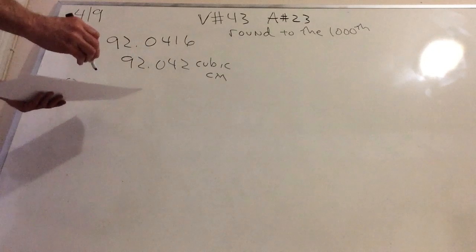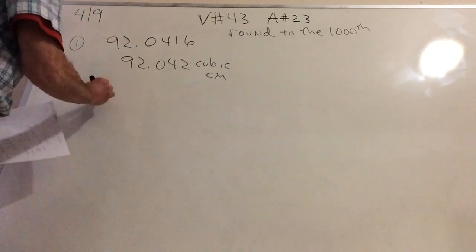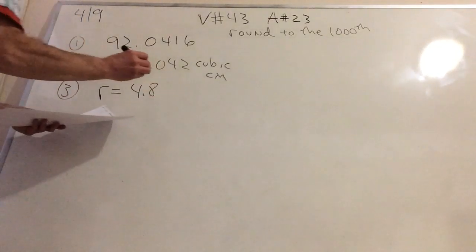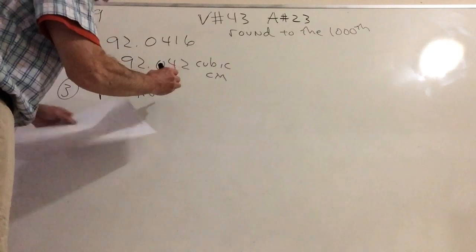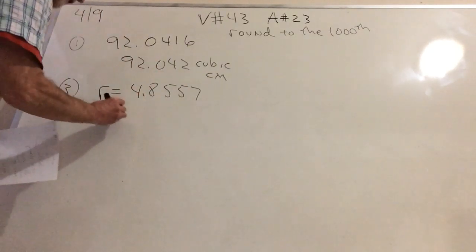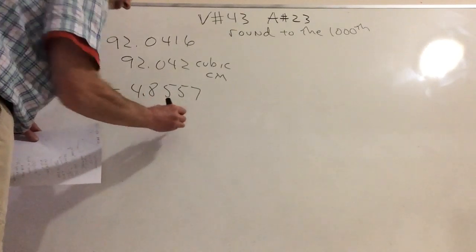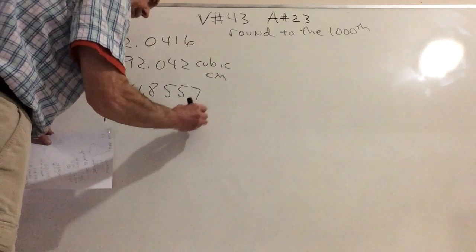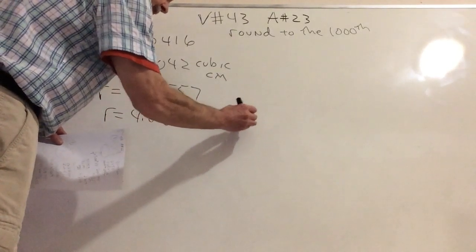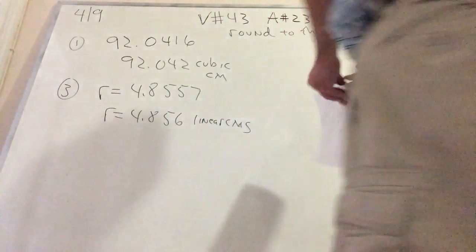And number 3, when I put in all the numbers there, I ended up with R equals 4.8, let's see, 18557, and then I round that out, and the correct answer would have been 4.856, okay? Linear centimeters, okay? And I go on to number 4.